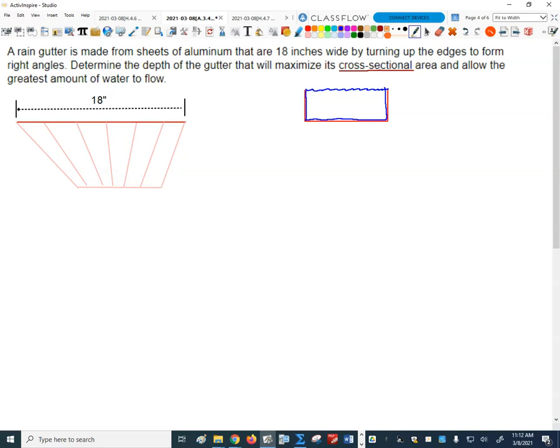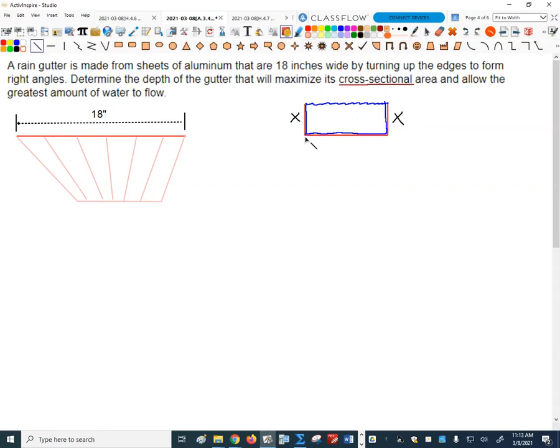Okay, so we don't know what the depth of the gutter should be. That's what we're trying to find. So we're going to call that X, right? The height of this thing, or the depth of the trough, let's say, is going to be X. Okay, and if I draw a picture of this again, here's kind of what my trough looks like then. I've got this. Everybody agree that's my trough when receding into the distance.